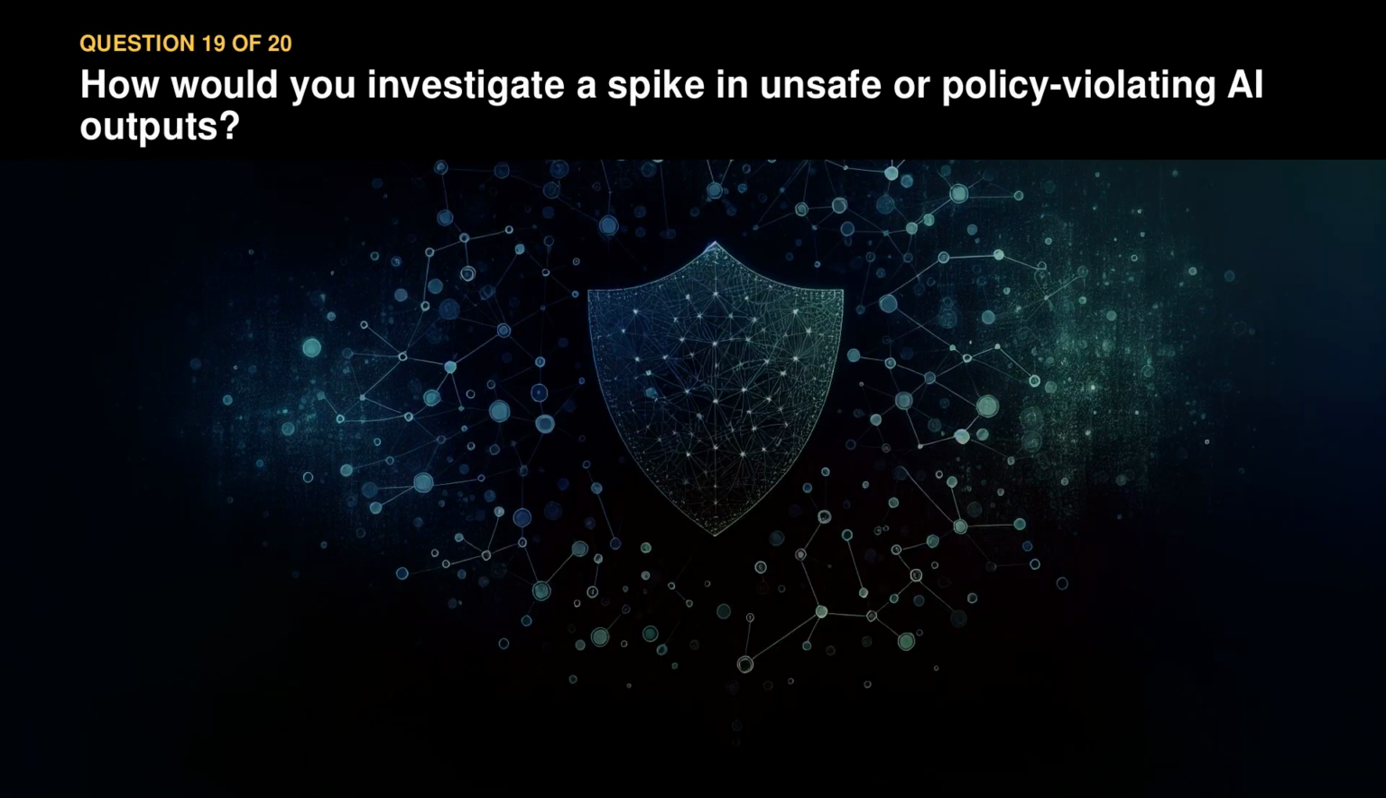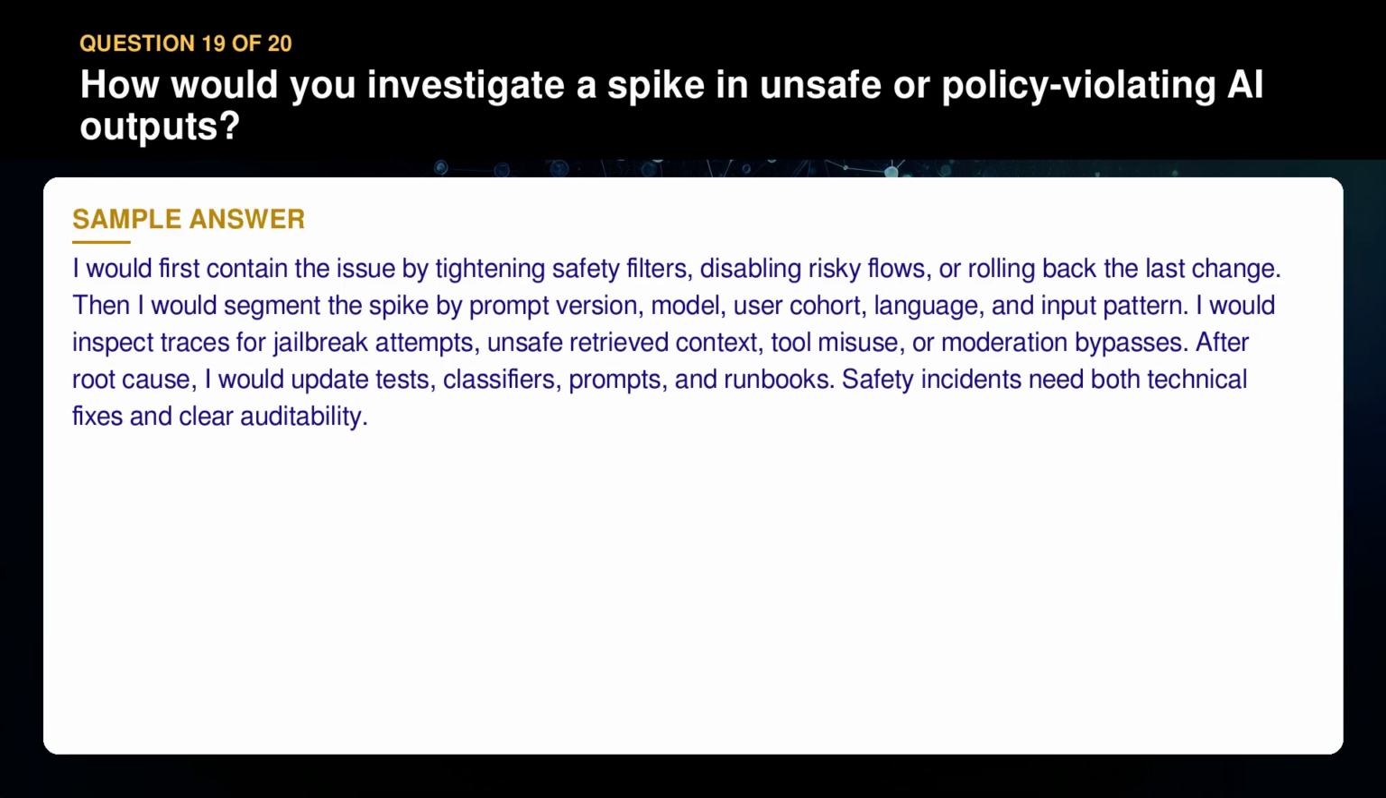Question 19. How would you investigate a spike in unsafe or policy-violating AI outputs? I would first contain the issue by tightening safety filters, disabling risky flows, or rolling back the last change. Then I would segment the spike by prompt version, model, user cohort, language, and input pattern. I would inspect traces for jailbreak attempts, unsafe retrieved context, tool misuse, or moderation bypasses. After root cause, I would update tests, classifiers, prompts, and runbooks. Safety incidents need both technical fixes and clear auditability.